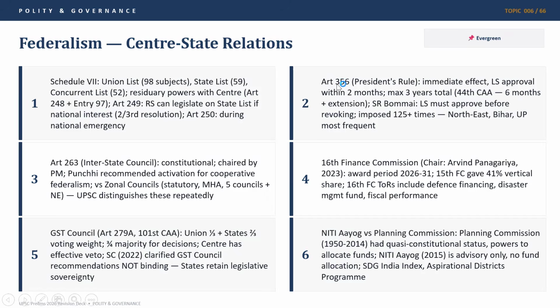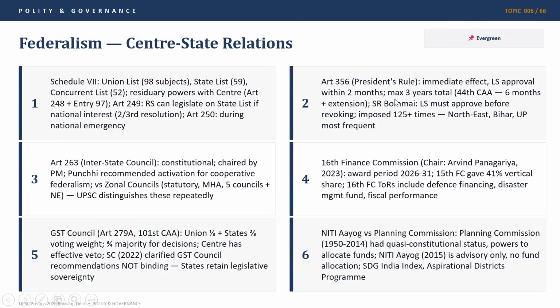Then coming on to Article 356, which is President's Rule. We have also covered this under the Governor section. It comes into immediate effect and you require Lok Sabha's approval within 2 months of having this President's Rule. It can last a maximum of 3 years. But the 44th Constitutional Amendment Act said that it can be extended up to 6 months. So what are the key things to remember?